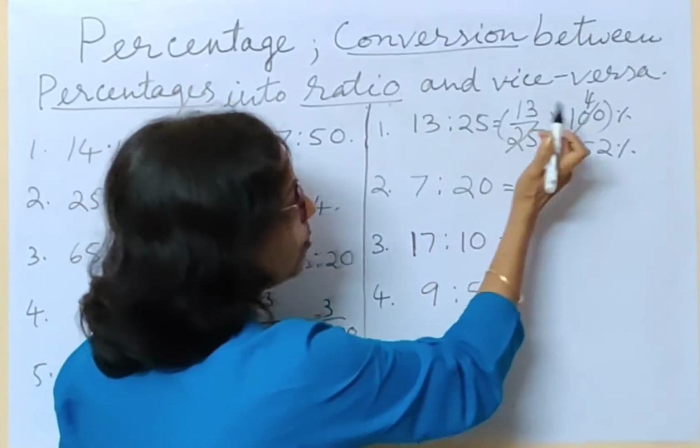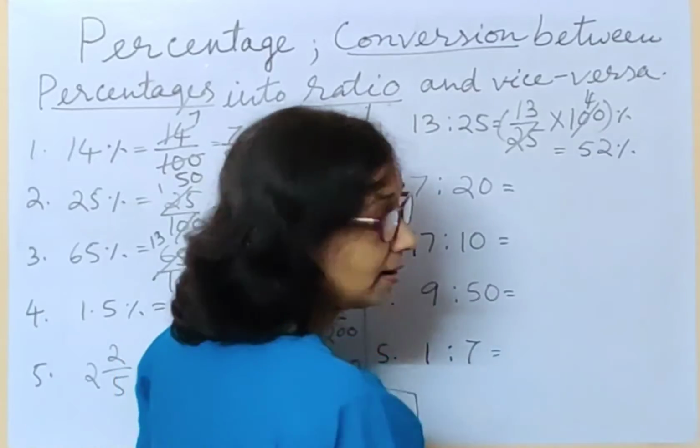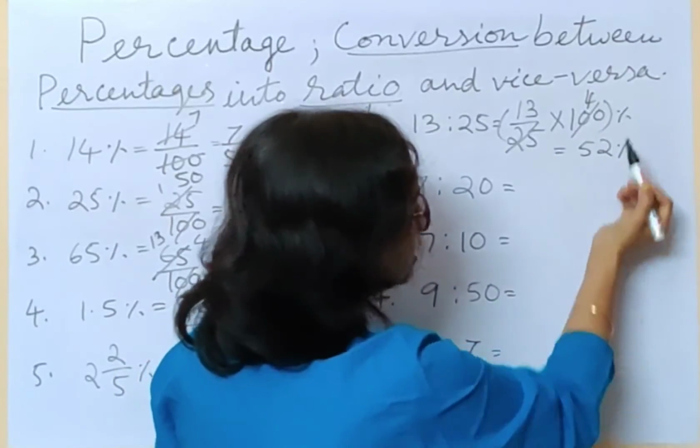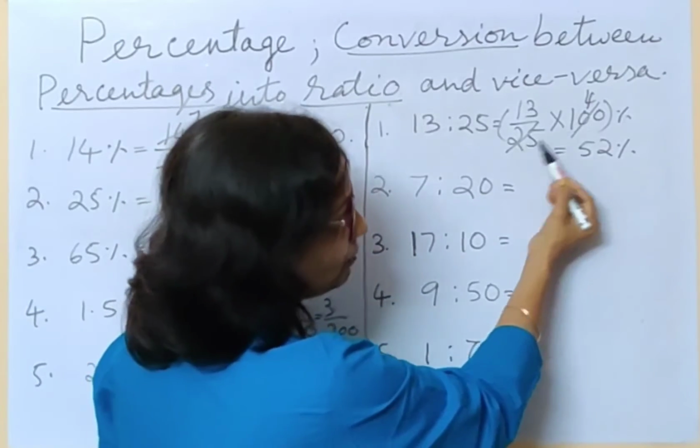This ratio first we have to write it as a fraction. And then we need to multiply by 100 and place the percent symbol outside the bracket. Now we have to cancel 25 and 4.